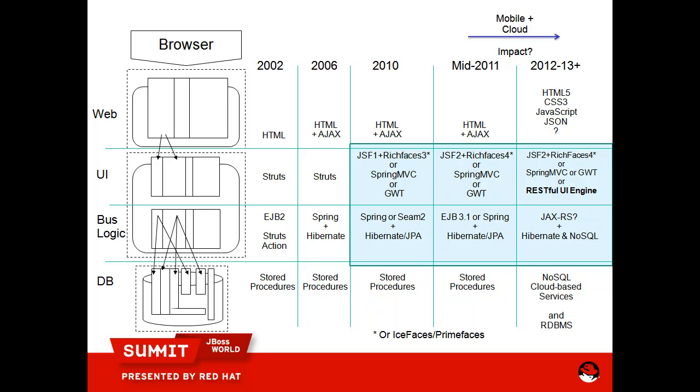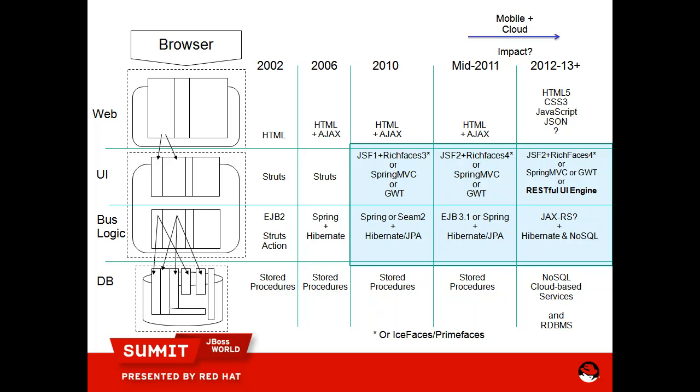In 2006, you might have added some Ajax to that, asynchronous JavaScript and XML. Probably still used some Struts. But in 2010, we see a lot more people going to JSF and RichFaces kind of programming models. There are several people here that use JSF. We saw that earlier. Spring MVC has also done fairly well the last couple of years.